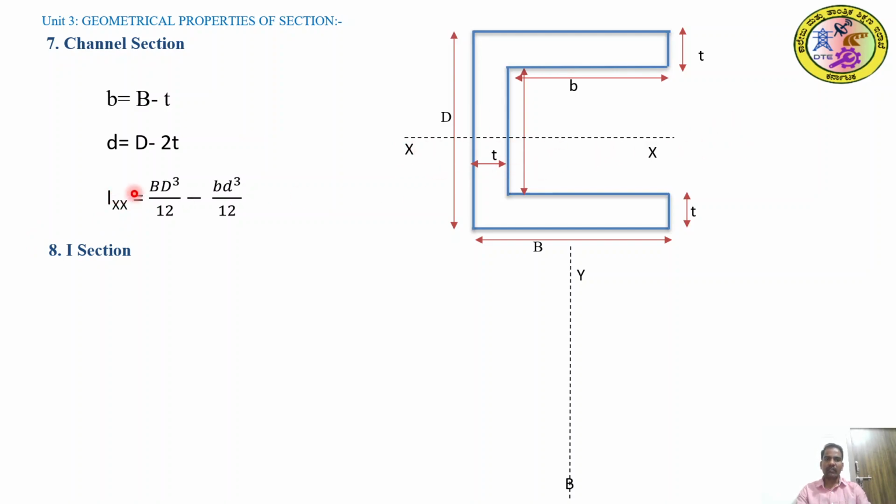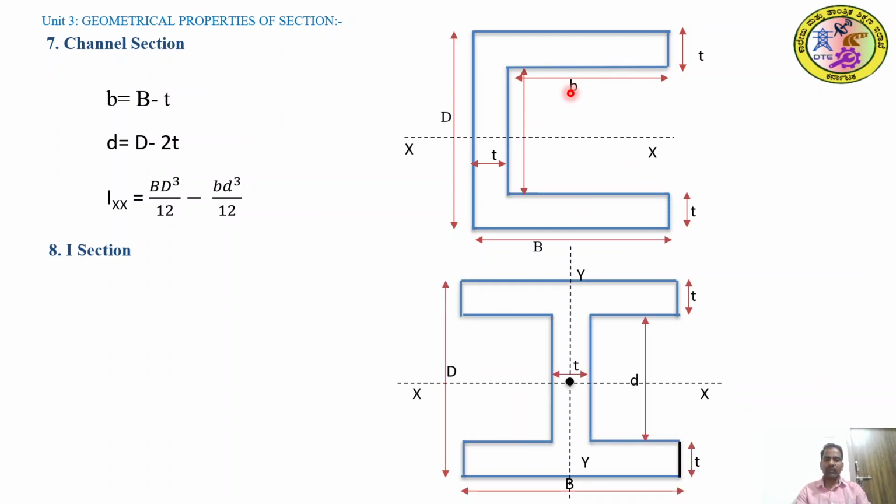Therefore, it is BD cube by 12 minus small b d cube by 12, by considering this channel section as a rectangular section from which this rectangular portion is removed. The same formula applies for the I section.